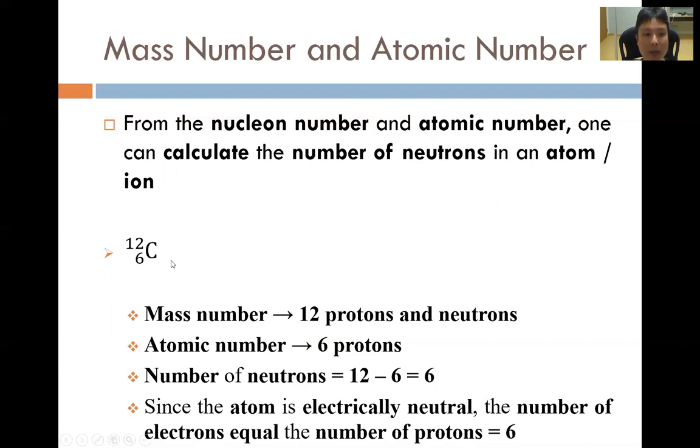And since this species doesn't have a charge, either plus or minus, attached to it, it's electrically neutral, meaning that the number of electrons must be exactly equal to the number of protons, which is also equal to 6.